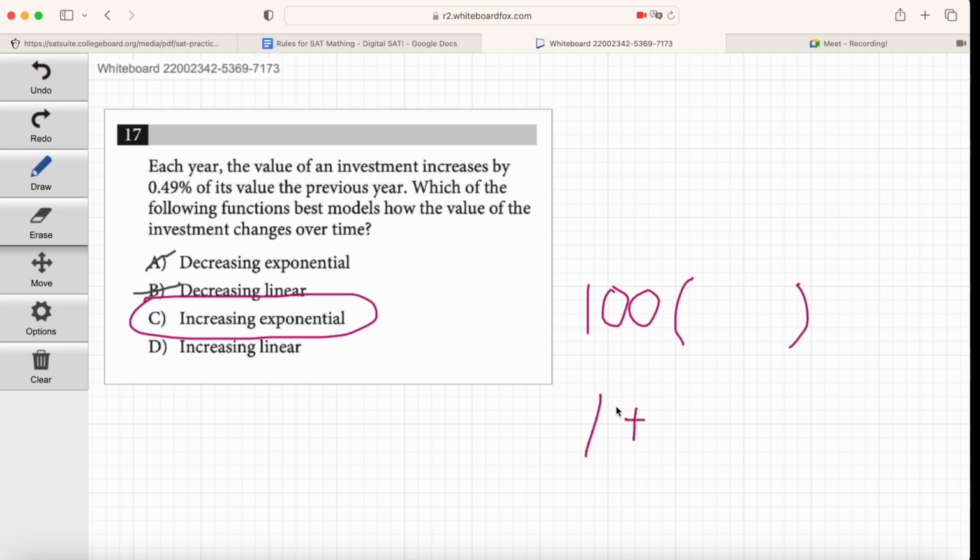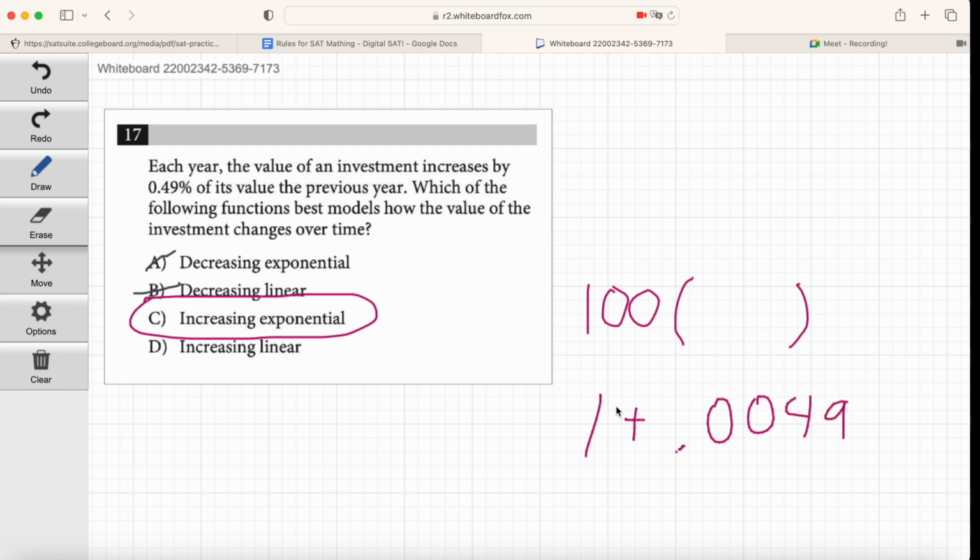Well, I'm going to punch that into the calculator. I want you to do the same. Punch in 0.49 and divide it by 100. That'll give you the decimal form of the percent. What do you get when you divide 0.49 by 100? 0.0049. Yeah, plus 0.0049.